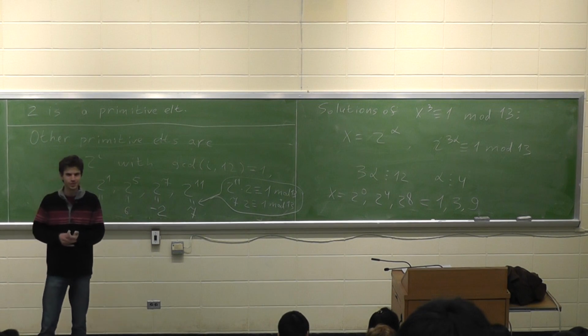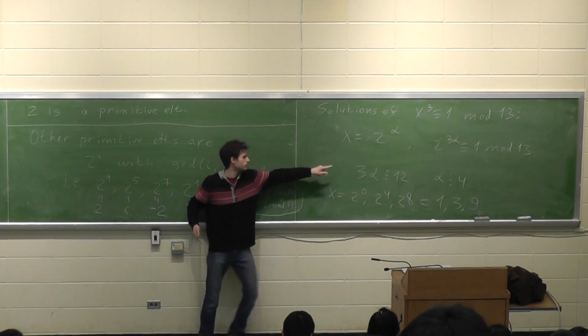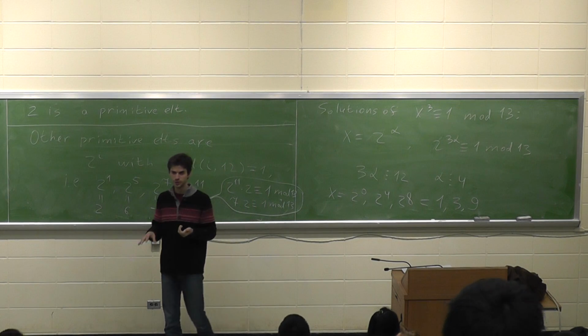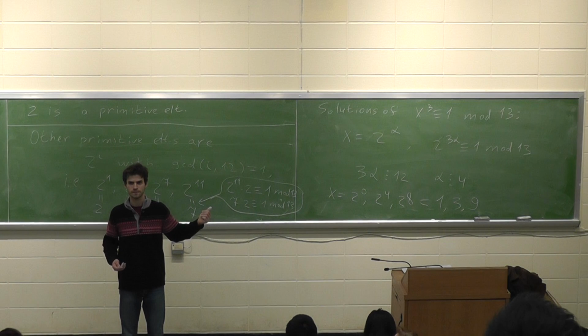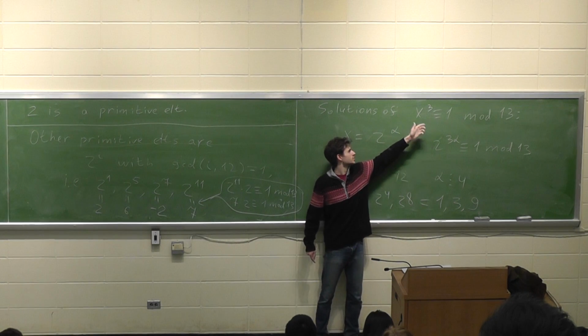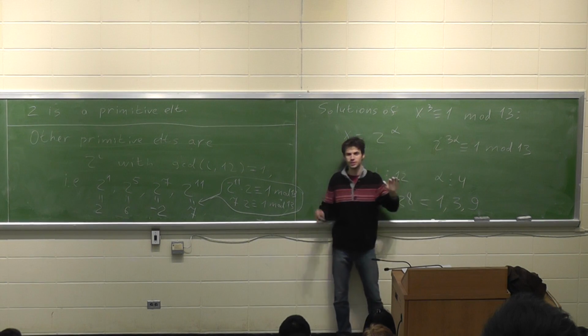Well, of course, it's not a free way to get those solutions. You have to compute to find some primitive element modulo 13. But once you do have a primitive element, solving such equations is extremely easy. In fact, solving any kind of equation of the kind something to some power equals something else becomes quite easy.